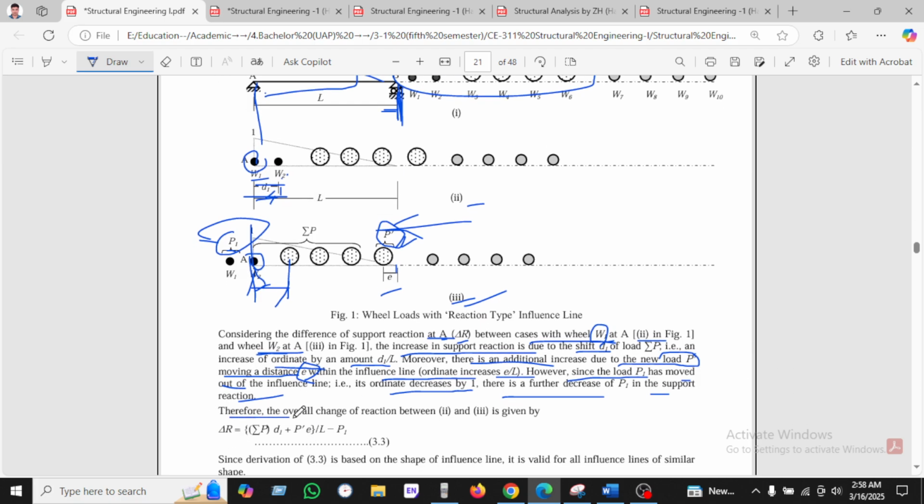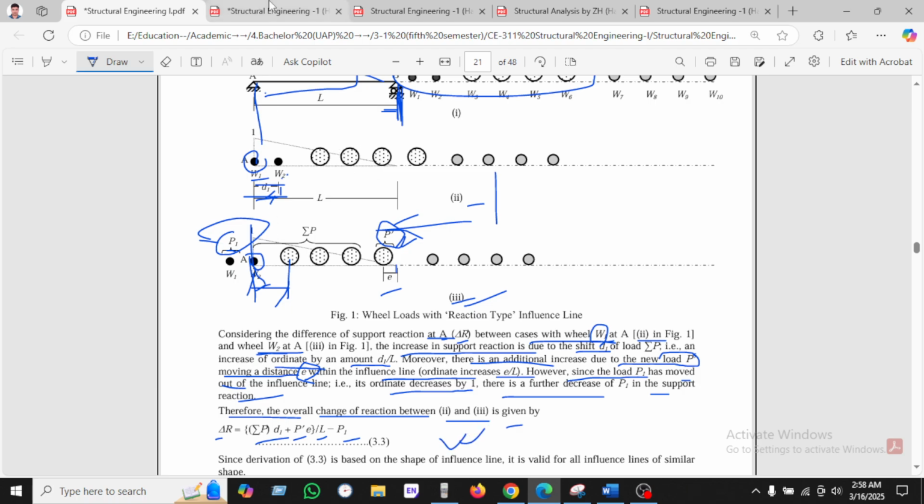So we can see that the overall change of the reaction between 1, 2 and 3 is given by R equals the summation of P into E, plus P prime into E, divided by L, minus P1. Okay. Since the derivation of 3.3 is based on the shape of the influence line, it is valid for all influence lines of similar shape.